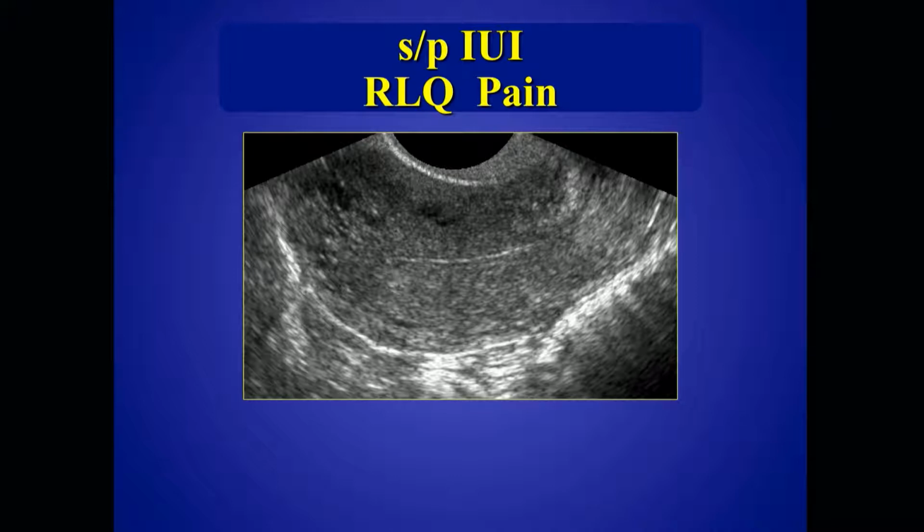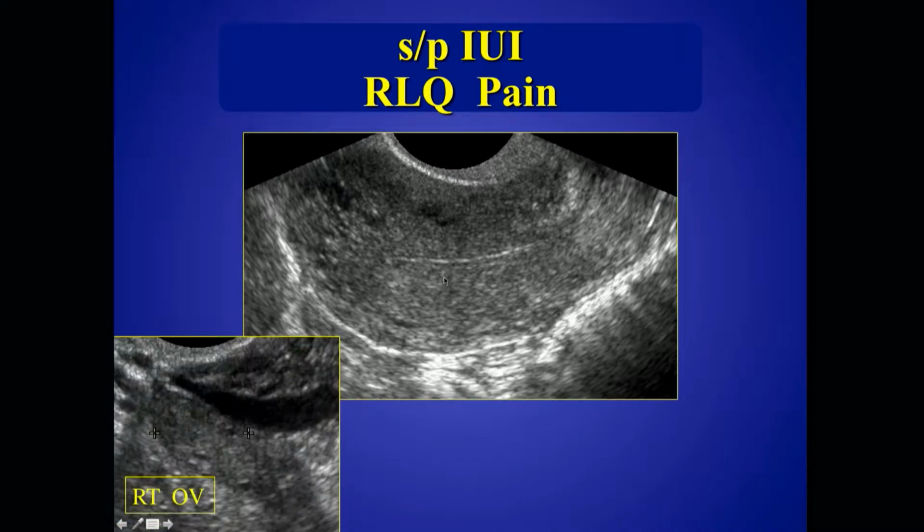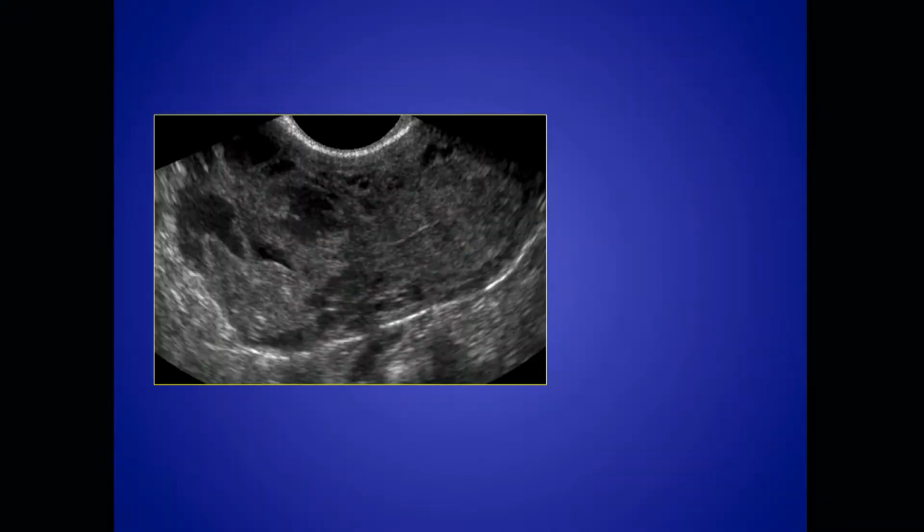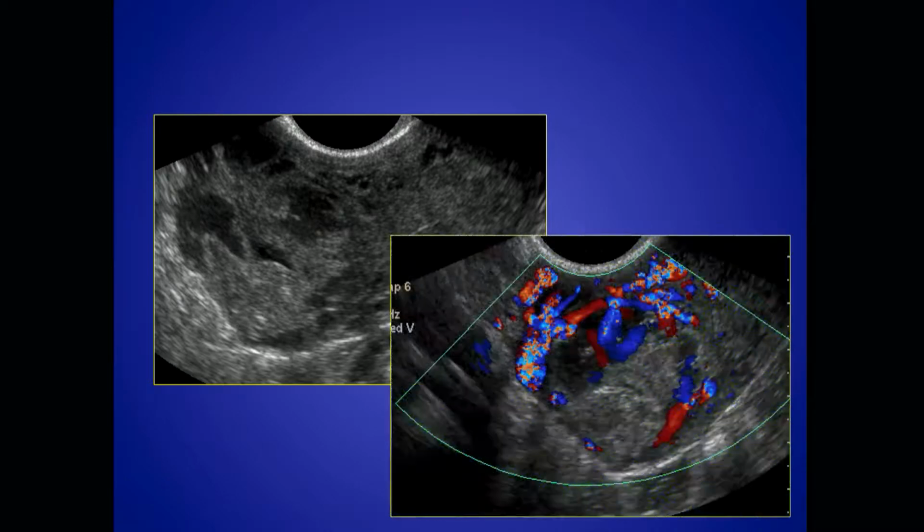Here's a different case, a patient status post-IUI, presenting with right lower quadrant pain. Sagittal view of the uterus looks pretty good. In fact, the endometrium is very thin, surprising for a pregnant patient. So we look at the right side, the ovary is good. We look at the left side, that's also fine. Where's the ectopic? So this required a careful transverse scan right down from the lower uterine segment all the way up. And then we start to notice that there's a bulge occurring in the right fundal area. And if you turn the color on, all of a sudden there's this incredible vascularity in that right fundal region.